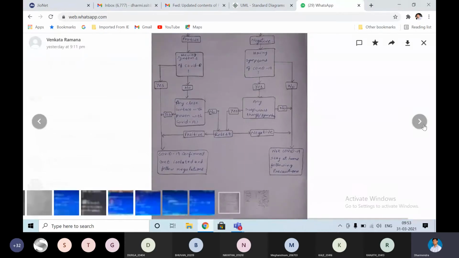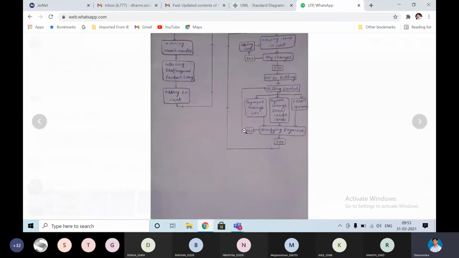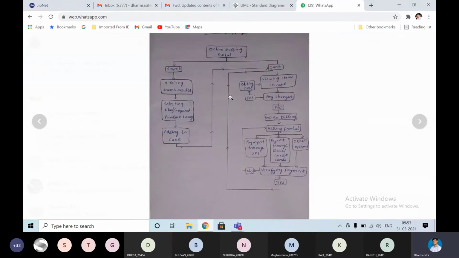He's not there. Then a different diagram he has drawn for online shopping also.